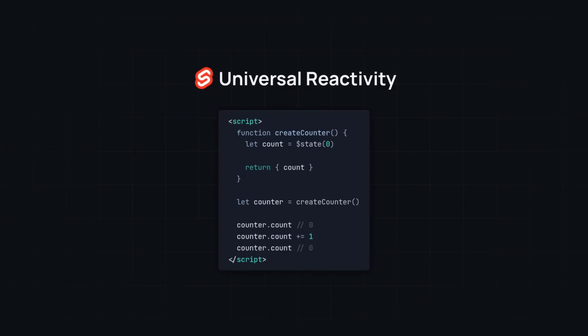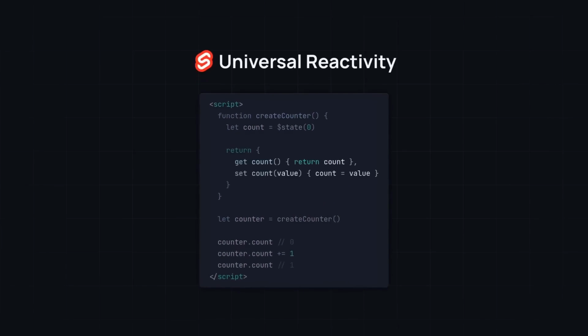For example, if we try to use count inside of this component, we can initialize it by saying let counter equals createCounter, and now when we log counter.count, we're going to see it's 0 as expected, but now when we increment the value of count, we're going to see the next time is 0. And that's just how JavaScript works. Reactivity in this case can't magically cross the function boundary.